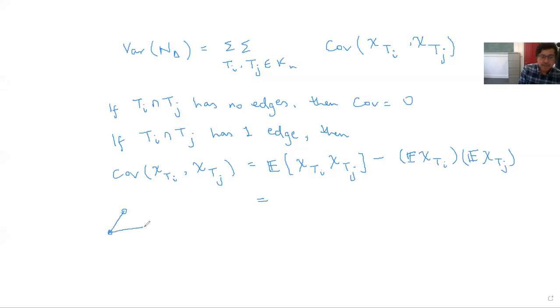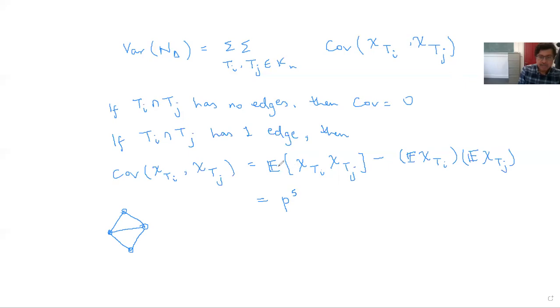And if these two triangles have one edge in common, the pattern you see is this. So the number of edges that has to be present is these 3 plus these 2. So 5 edges have to be present to see two triangles intersecting in a single edge. And the probability that all 5 edges are present is p to the 5.